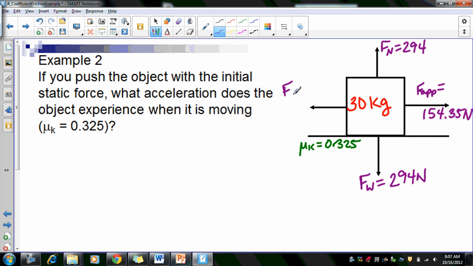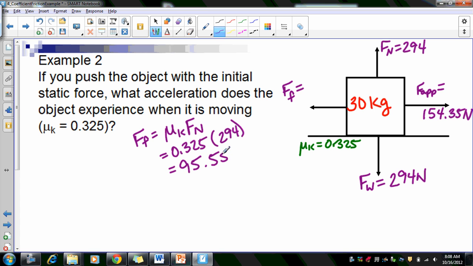And so the first thing we need to do is find our frictional force. Since our coefficient has changed, the frictional force is not this value anymore, so we need to find it. Mu k Fn, so we have 0.325 times the normal force, which is 294, and we get 95.55 newtons. You can see this is much less than that initial force we needed to get it moving. So this is now our kinetic friction.